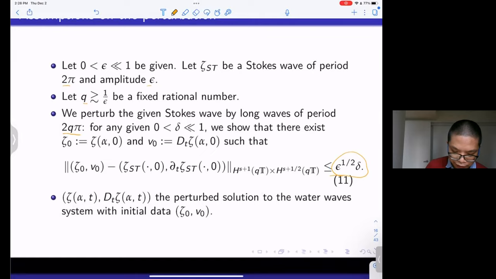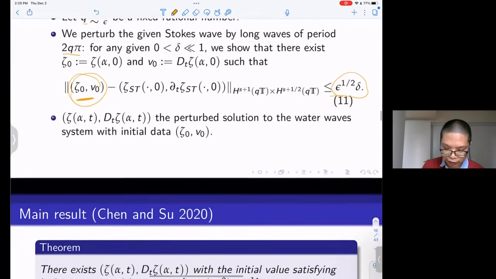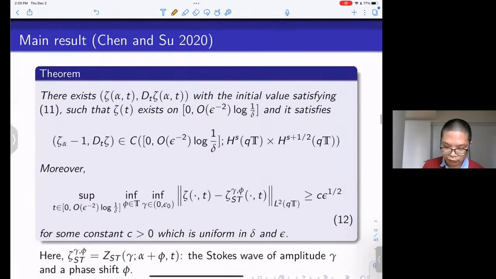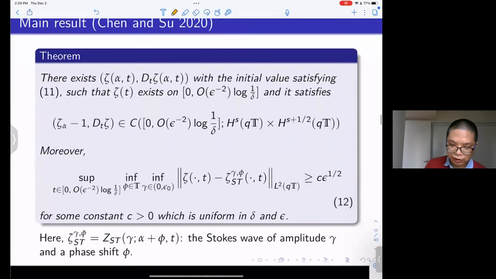In particular, let zeta, alpha, t be the perturbed solution to the water wave system with initial data of this form. Then we have the following result. The perturbed solution exists on a time scale epsilon to the minus 2 times log 1 over delta.